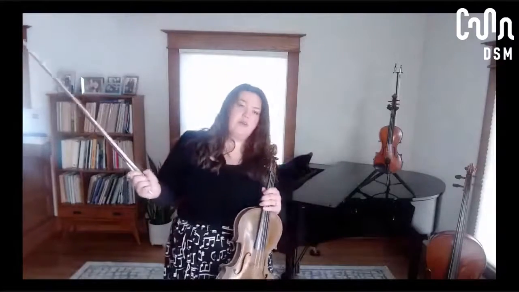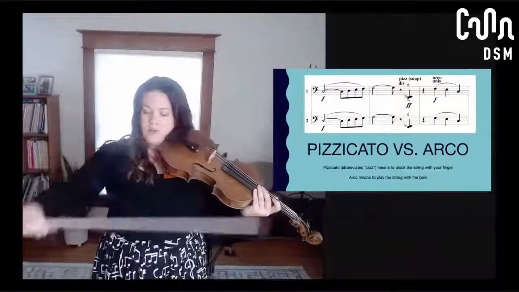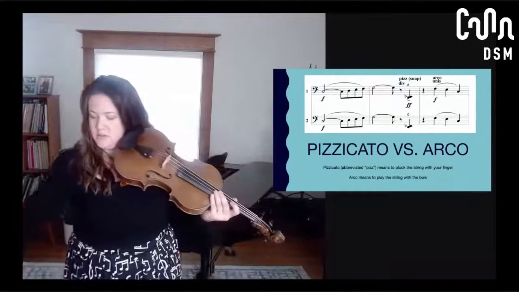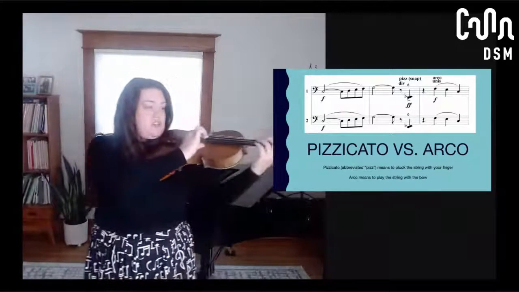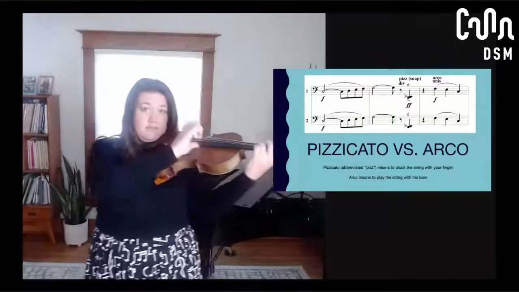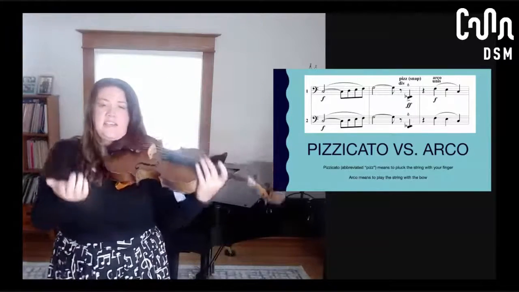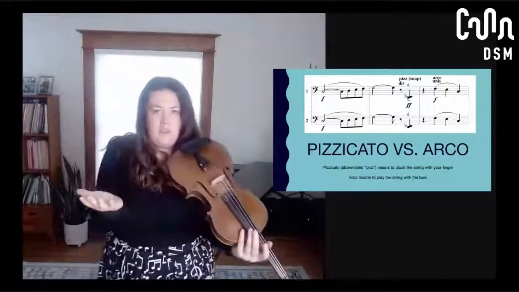So the first thing we're going to talk about are 2 very common terms, pizzicato and arco. When people are first learning how to play a string instrument, one of the very first ways, we don't even have the bow in our hand sometimes. I'm going to safely set mine down. We take our hand and we just pluck the string. Now, I say that this is one of the first ways we learn how to play. It's by no means a baby version of playing.